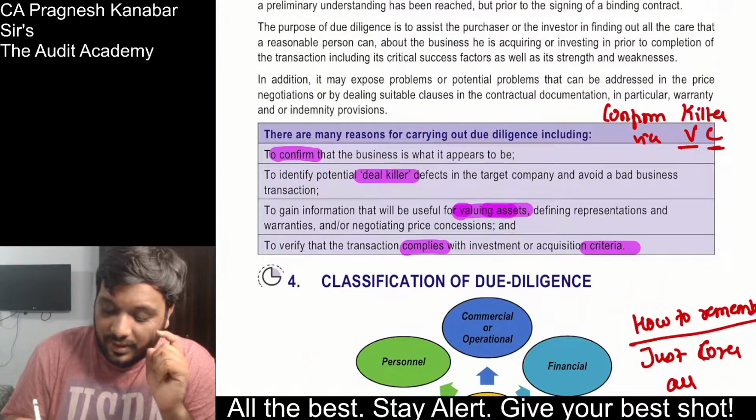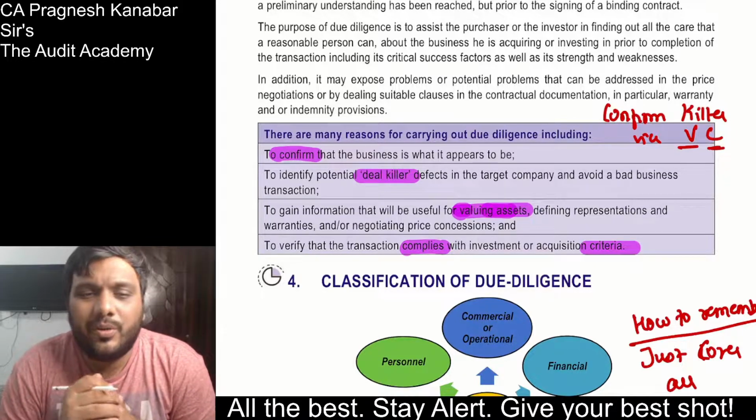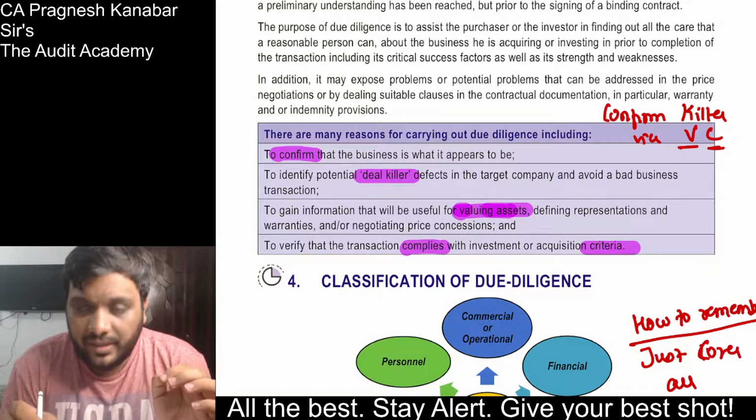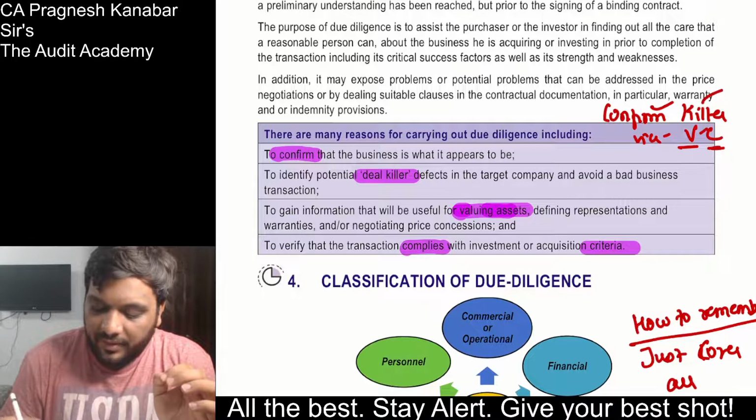Importance of due diligence, look at this. Yeah, so there are 4 points you can explain on your own also, but just to ensure that it tallies with the suggested answer, confirm, killer, V, C.